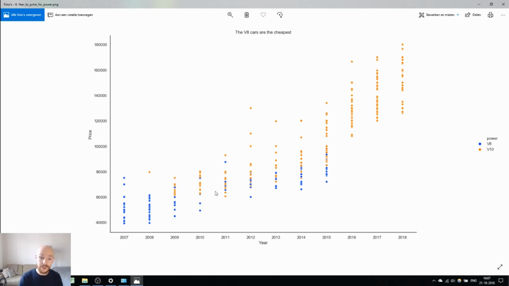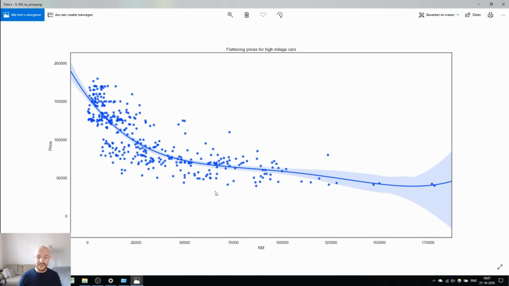We now have quite a clear sense of the relationship between the year and the price of the car. But how does this look when we're actually going to look at kilometers versus the price instead of the year? Then we get this kind of graph. We can see here kilometers on the x-axis, all the way spreading from 0 to 175,000 kilometers.